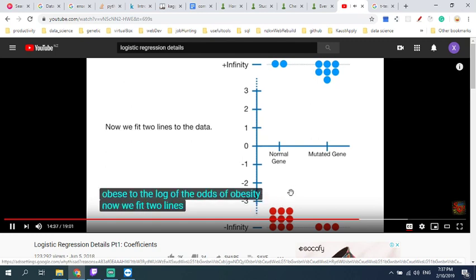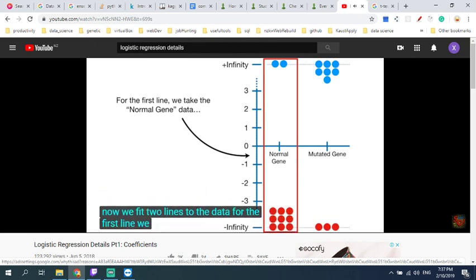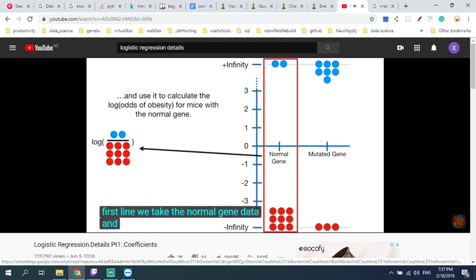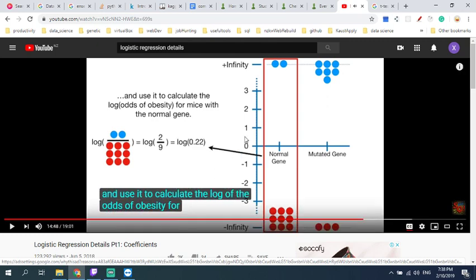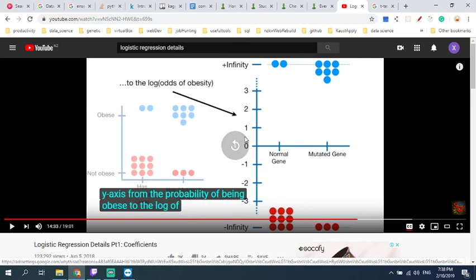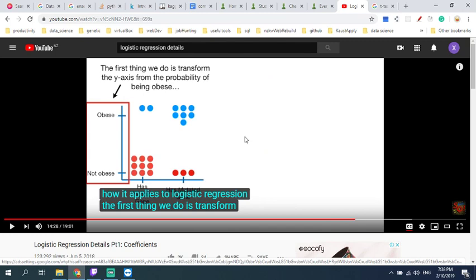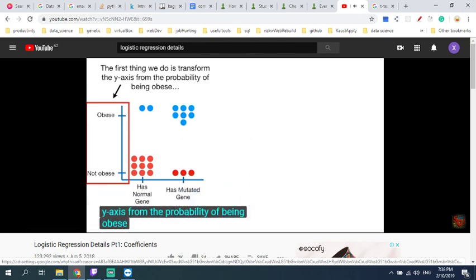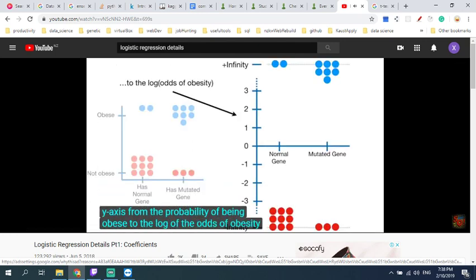Now we fit two lines to the data. For the first line, we take the normal gene data and use it to calculate the log of the odds of obesity. Transform the y-axis from the probability of being obese to the log of the odds of obesity.